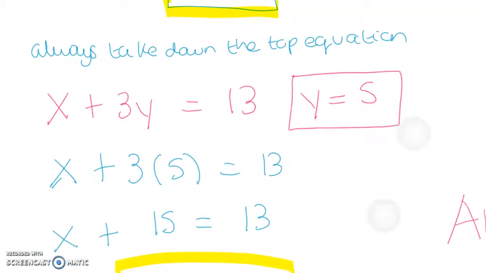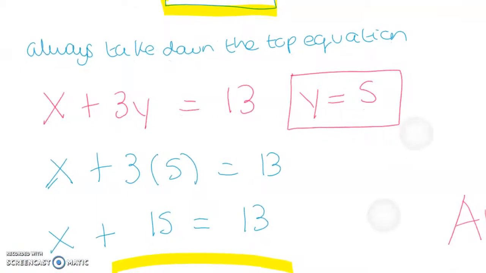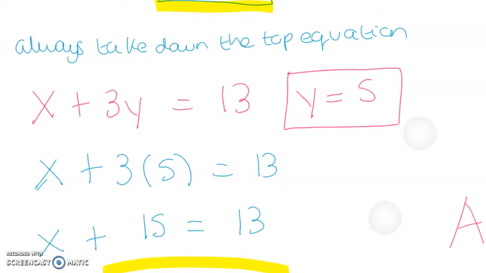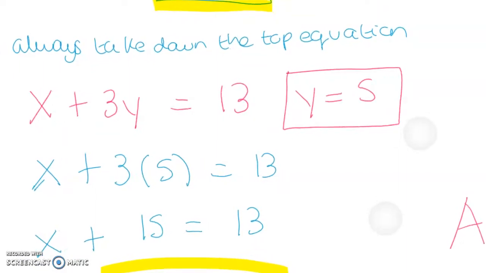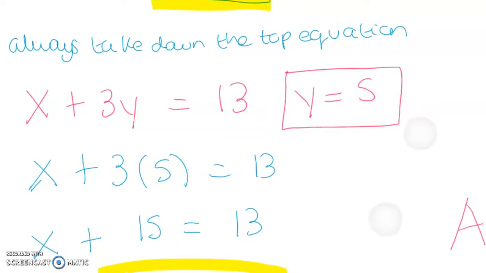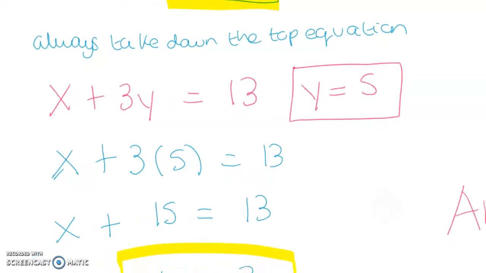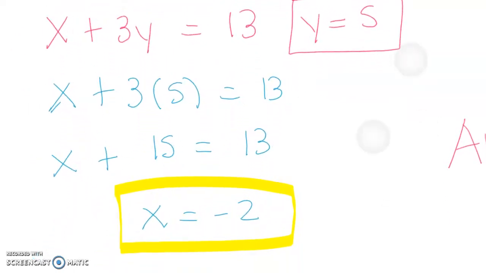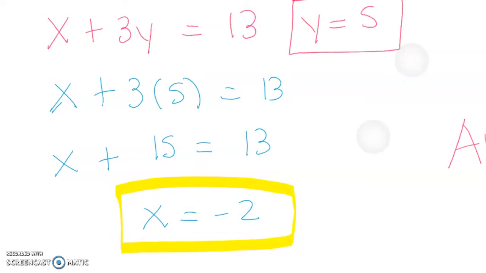So then we know y is 5. What I'm going to do is put 5 in for y. Just go on instinct, right? I now know y is 5, so I put 5 in for y. That'll help you find x. x plus 3 bracket 5 equals 13. 3 multiplied by 5 is 15.